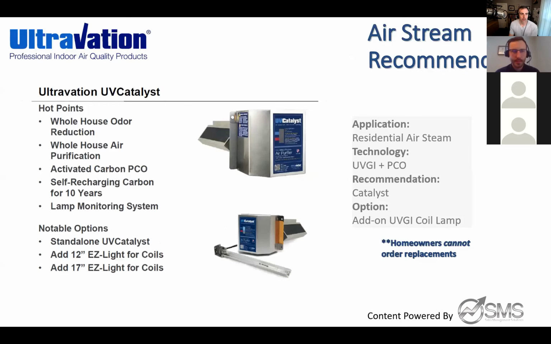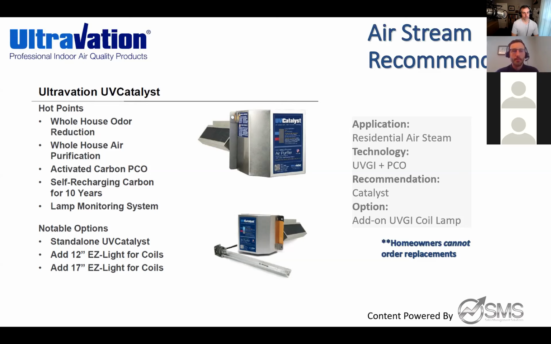Jump to the next. Now we go to the in-duct. We just covered surface treatment on the coils. Now let's get into the airstream recommendation. First we're going to start with the UV Catalyst, and you're going to see a difference between the UV Catalyst and the Solaris, which we'll talk about after this. This is when customers are going to start asking why recommend the Solaris versus the Catalyst. So definitely pay attention to the big differences and why somebody would want one versus the other.